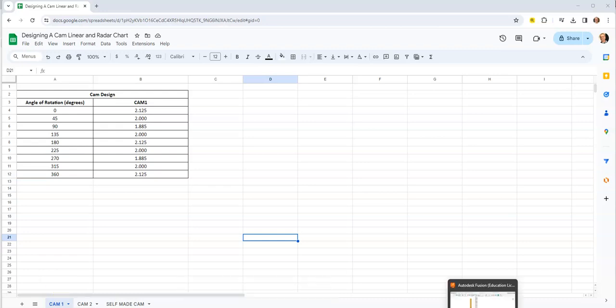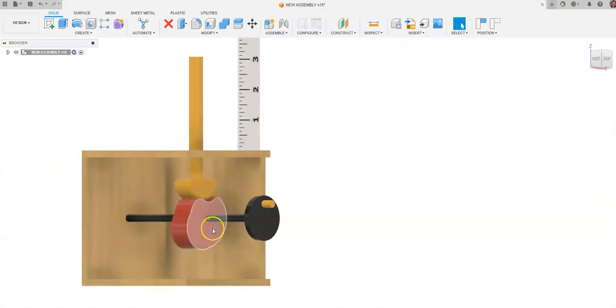Where we will be headed in this video is designing an original cam that is not the typical eccentric or pear cam or heart-shaped cam or the hexagon cam that we're used to. We're designing our own cam based upon what we want this vertical follower to do.